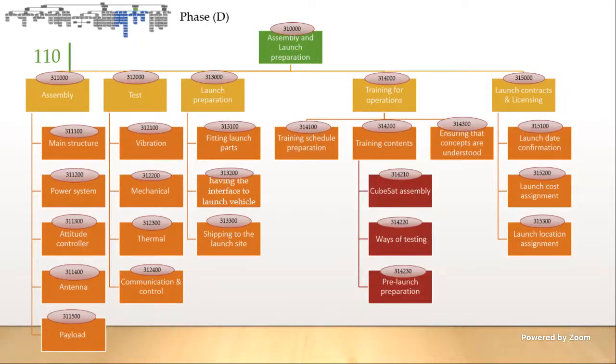First, space segment assembly, which includes the main structure assembly and the power system and the attitude controller and the antenna installation. And finally, fixing the payload. Second, definitely, testing should be made to ensure successful launch and operation, such as vibration and mechanical and thermal and communication control tests. Third, for the launch, we fit launch parties, have the right interface to the launch vehicle, and finally shipping to the launch site.